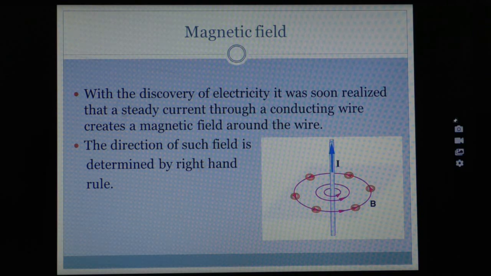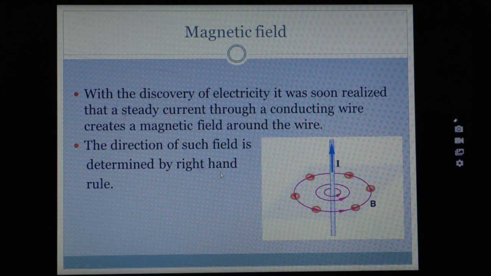So it means magnetic field means magnetic lines of force can have directions clockwise or anti-clockwise. It depends upon the direction of electric current. The direction of such field is determined by right hand rule. Dear students, you are all familiar with the right hand rule.